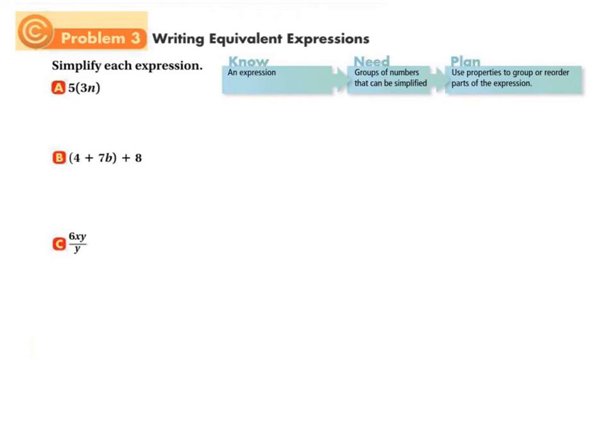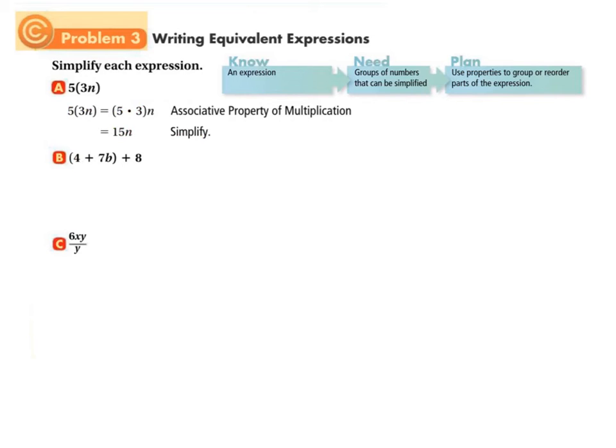So let's do a few problems with some of these properties. Simplify each expression. 5 times 3n. Well, let's see. What do we know? We have the expression. What do we need? We need to group the numbers so that they can be simplified. Okay? And we're going to use properties to group or reorder. Specifically, in this case, we're going to reassociate so that what we're doing is grouping here the 5 and the 3 because they get multiplied together, and we'll do that first, and we get 15n.